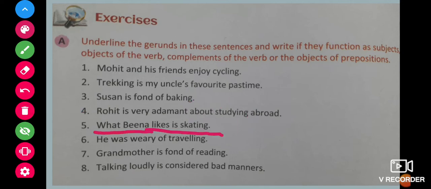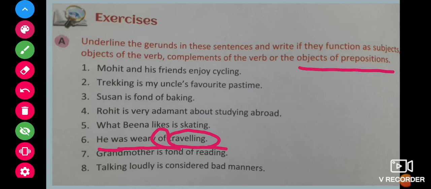What Beena likes is skating. Now here skating is acting as an object. So here skating is the object of the verb. He was wary of traveling. Here traveling is the gerund. It is used after the preposition of. So here it is the object of the preposition.